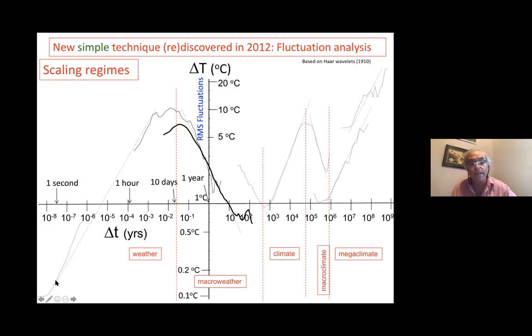So when the numbers are rising, as they are over this weather regime up to about 10 days, then you can interpret these as essentially differences. So a typical difference in temperature over, say, one day here is going to be about plus or minus 3 degrees, or 6 degrees in all. That's from this location somewhere in Wyoming. And you can keep going like that.